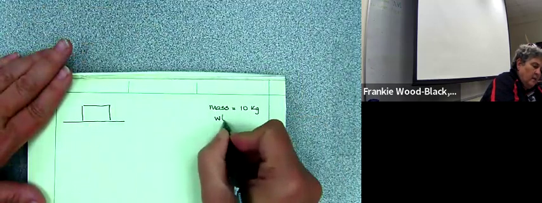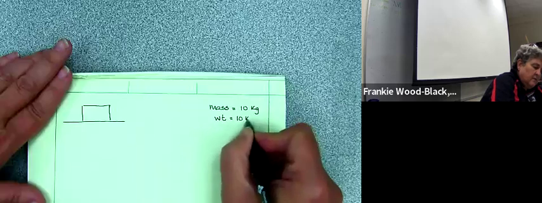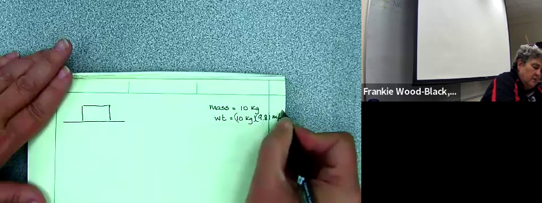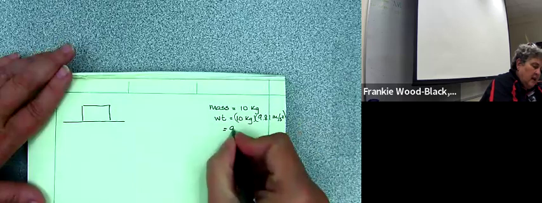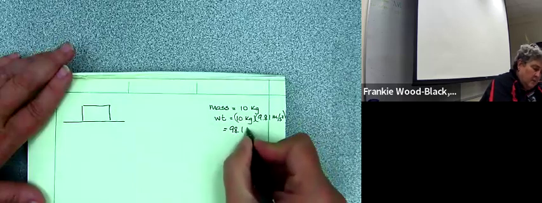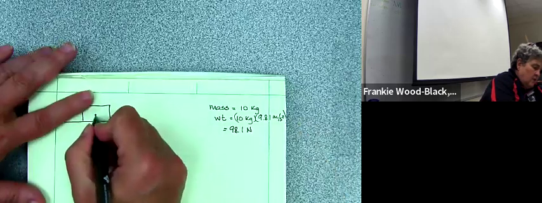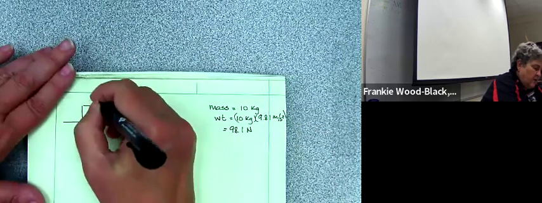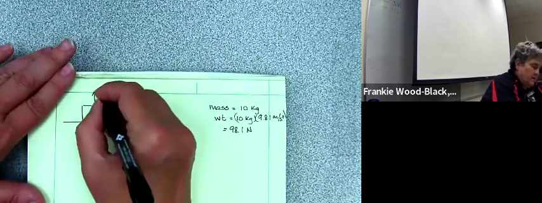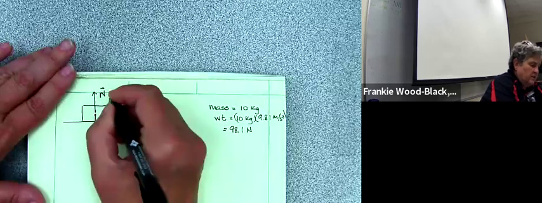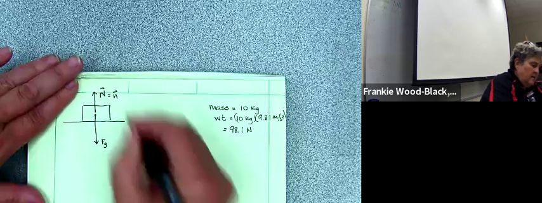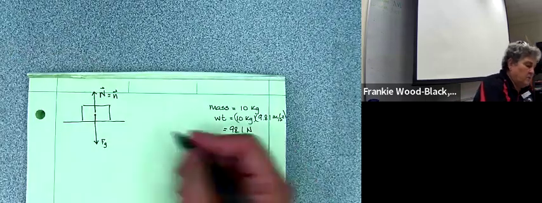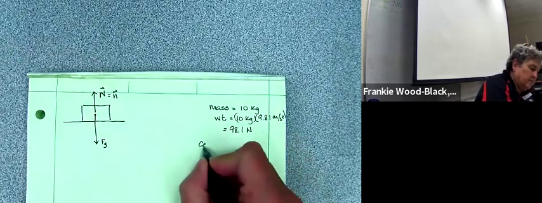So we can calculate the weight. The weight is 10 kilograms times 9.81 meters per second squared. So that's going to be 98.1 newtons. So I can draw my free body diagram. There's my force due to gravity. There's my normal force. And I can use an N, or you'll see a little n. A lot of times you'll see a little n so it doesn't get confused with newtons. And so now we can calculate the normal force.